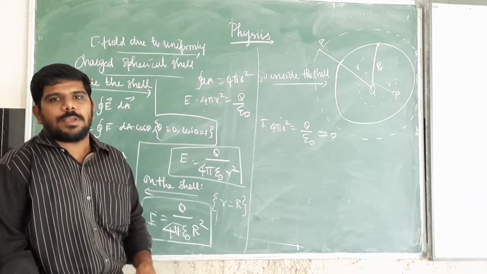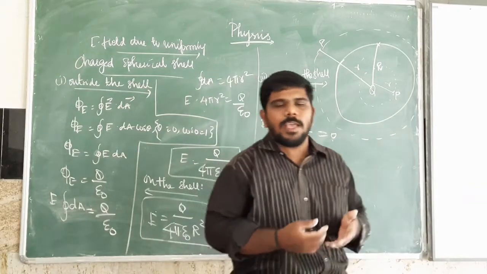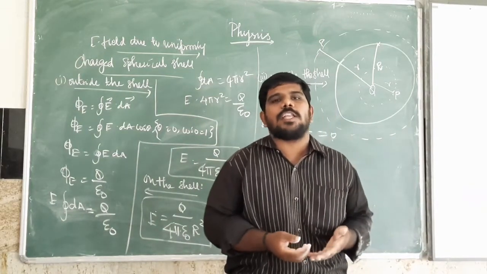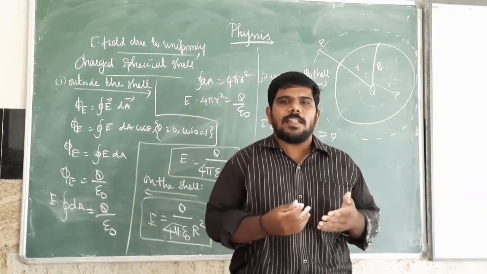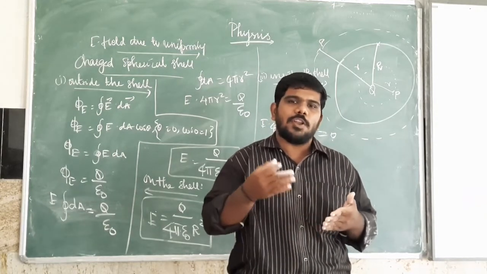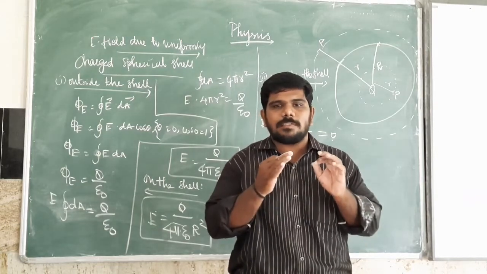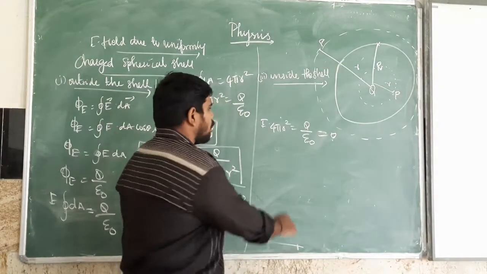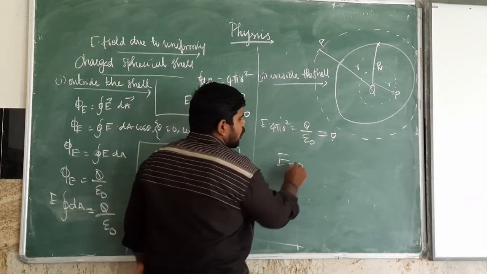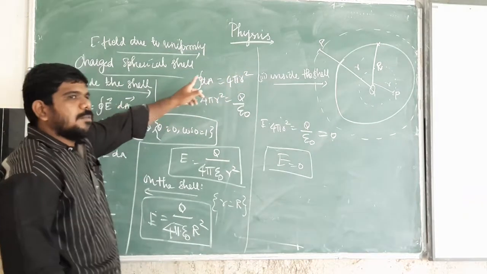Why will it be 0? The electric field inside the uniformly charged spherical shell will always be 0, because you know that it is an equipotential surface. So the electric field inside the conductor will be 0. Okay, so we get the electric field E is equal to 0. If your point P is outside the shell, what is that?